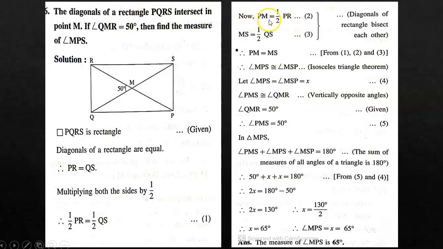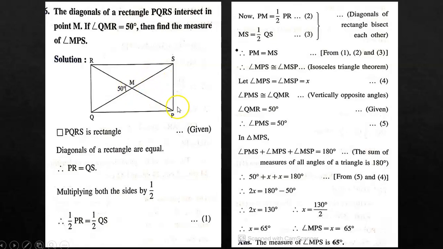Now PM is equal to half of PR, and MS is half of QS. This is statement 2 and this is statement 3. And on what basis have I written these statements? Diagonals of rectangle bisect each other. So if I compare statement 1, statement 2 and statement 3, from statement 1 to 2 and 3 I can say that PM is equal to MS. So I have PM is equal to MS.